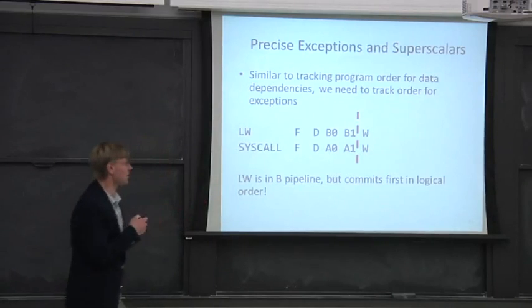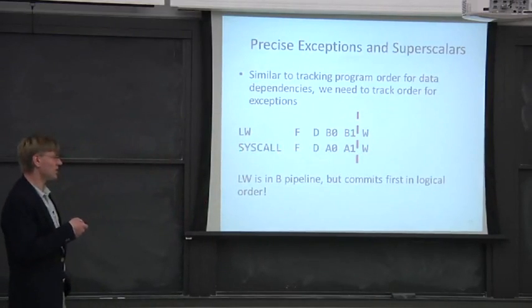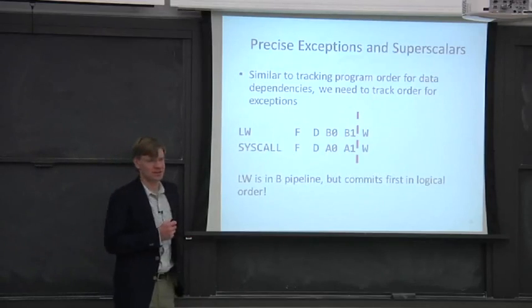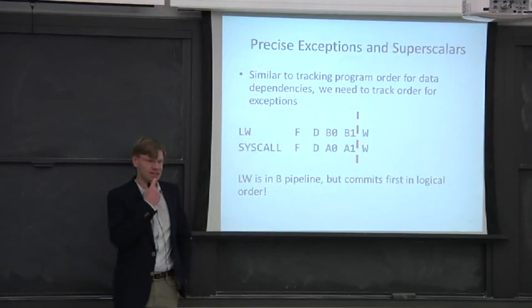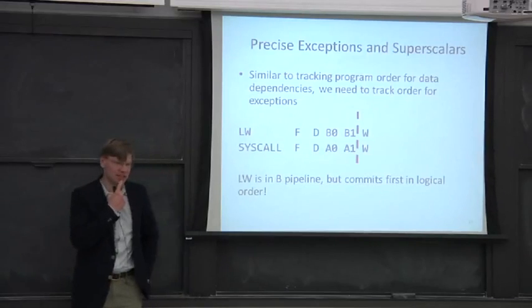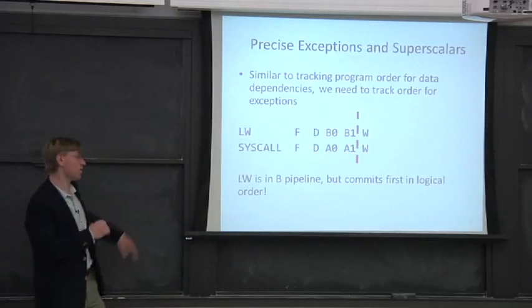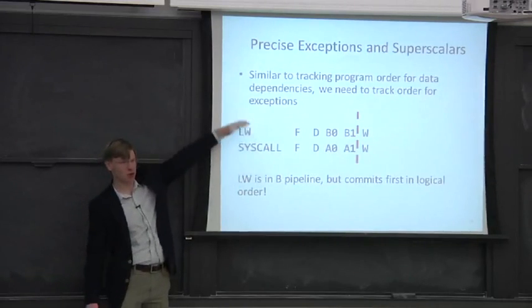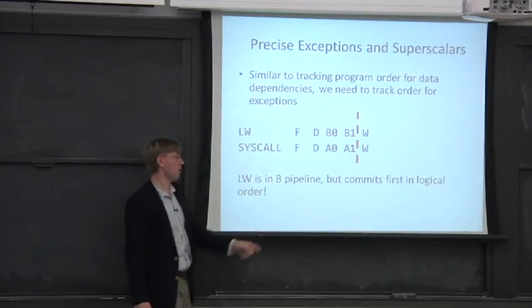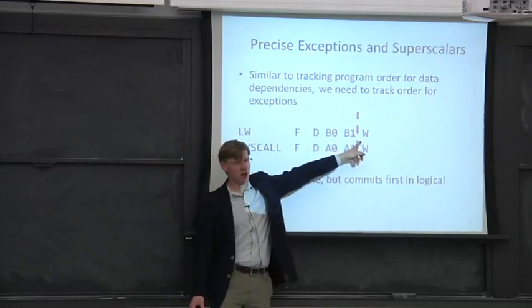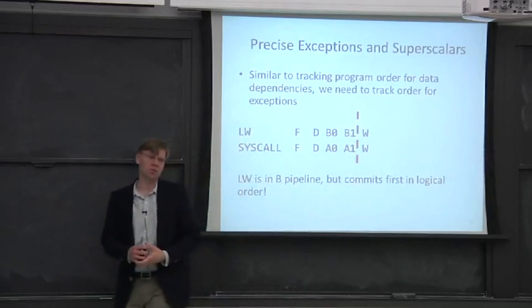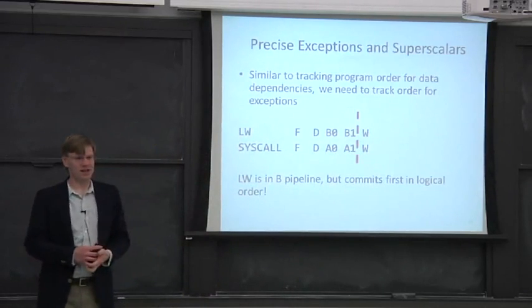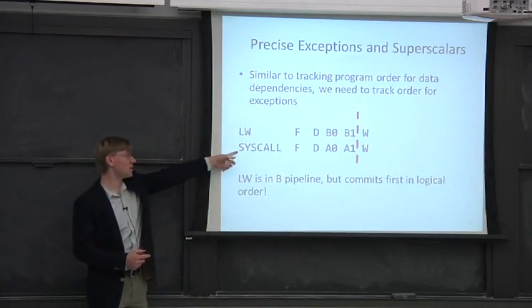Well, actually, let's think of even a simpler question here. What if the load does not take any faults and the syscall takes a fault? Which happened first, A or B? OK, so which should happen first in program order? A load and then an instruction after a load. The load should happen first, because in program order we go sort of top to bottom. But the load is in our B pipe here. In our A pipe, we have an instruction which takes an interrupt.